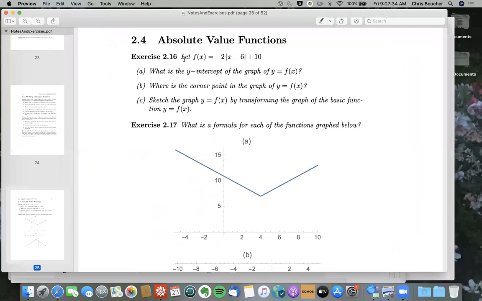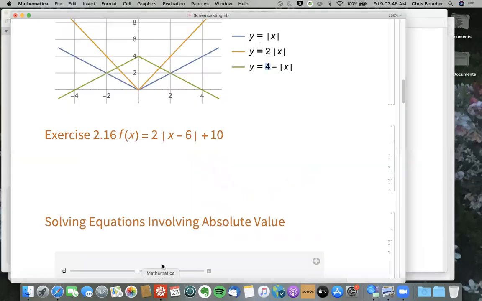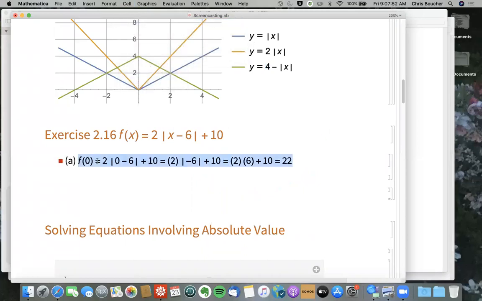Okay, so a quick exercise, and this comes from the notes and exercises here, right? I have this function and I copied it over in the other document. I want to find the y-intercept and the corner point, right? Absolute value functions we've seen from these graphs have corner points, and let's go ahead and draw the graph as well.